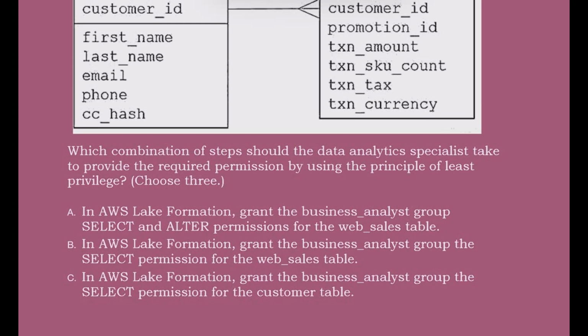Which combination of steps should the data analytics specialist take to provide the required permission by using the principle of least privilege? Choose three options. Option A, in AWS Lake Formation, grant the business_analyst group select and alter permissions for the wave_sales table. Option B, in AWS Lake Formation, grant the business_analyst group the select permission for the wave_sales table. Option C, in AWS Lake Formation, grant the business_analyst group the select permission for the customer table.